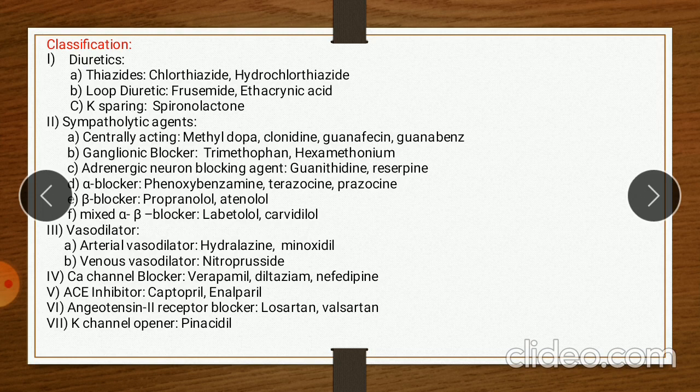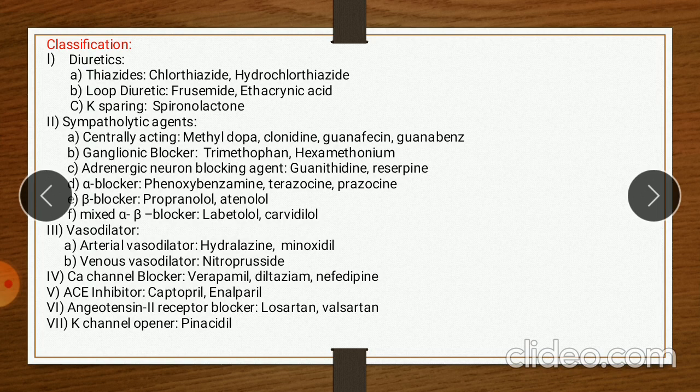Then the second class is sympatholytic agents. It is divided into subclasses: (a) centrally acting drugs, examples methyldopa, clonidine, guanfacine, guanabenz; (b) ganglionic blockers, examples trimethaphan, hexamethonium; (c) adrenergic neuron blocking agents, examples guanethidine and reserpine; (d) alpha blockers, examples phenoxybenzamine, terazosin, prazosin; (e) beta blockers, examples propranolol, atenolol; and (f) mixed alpha beta blockers, which are agents that block both alpha and beta receptors, examples labetalol, carvedilol.